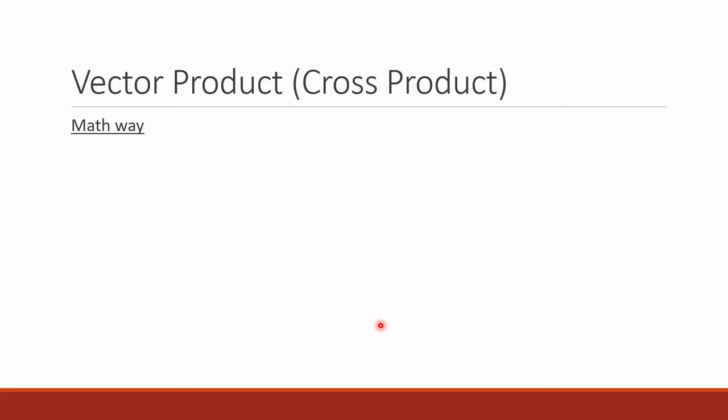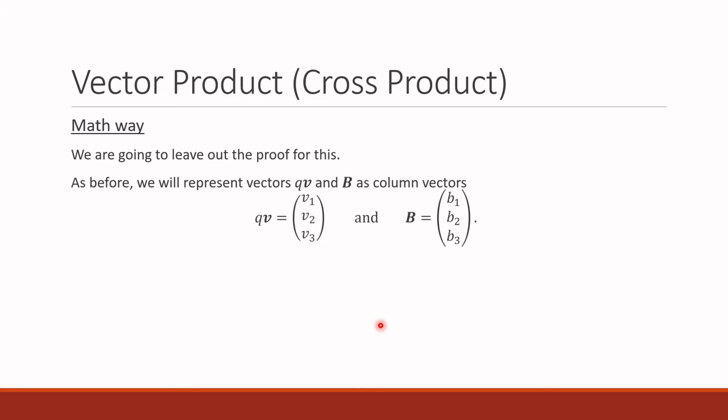For the maths way, we're going to leave out the proof for this, because it requires some linear algebra, but not to worry. We just focus on how we can apply the formula to find the force vector. Like in the dot product, we will express the velocity vector and the magnetic field vector as column vectors like this. Each element in the vector represents the component in the x direction, y direction, and z direction.